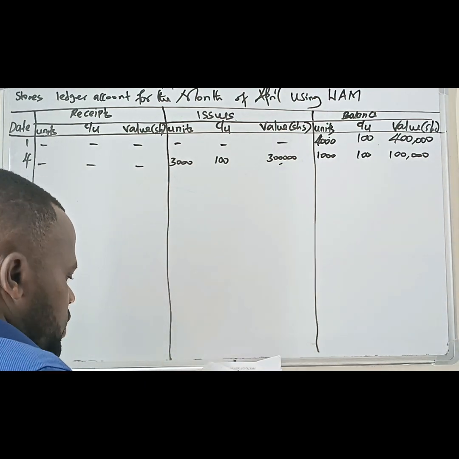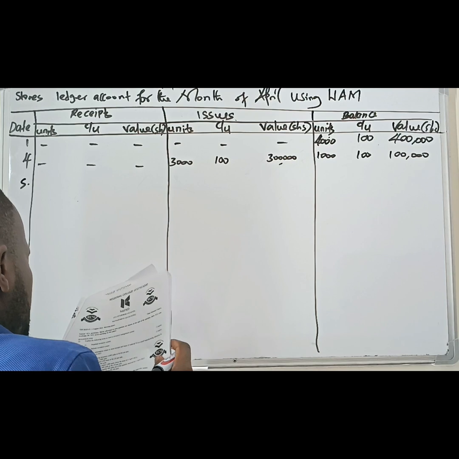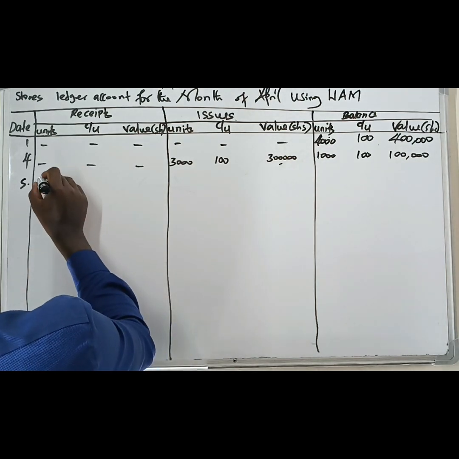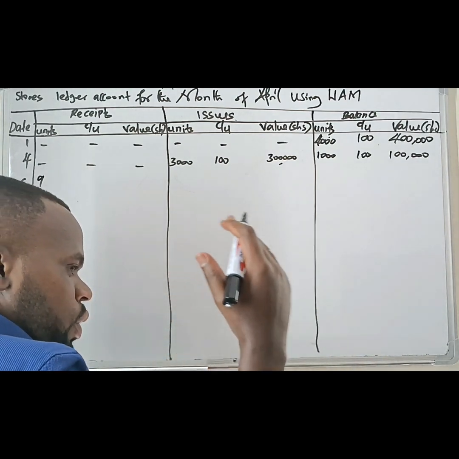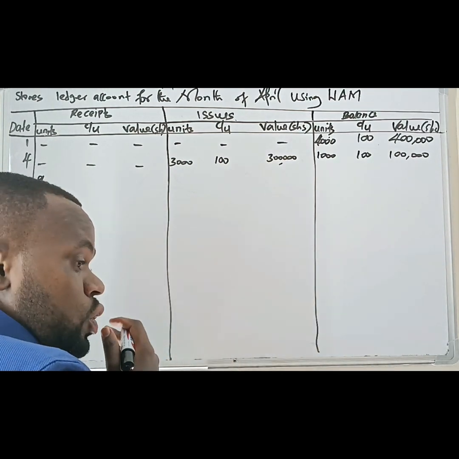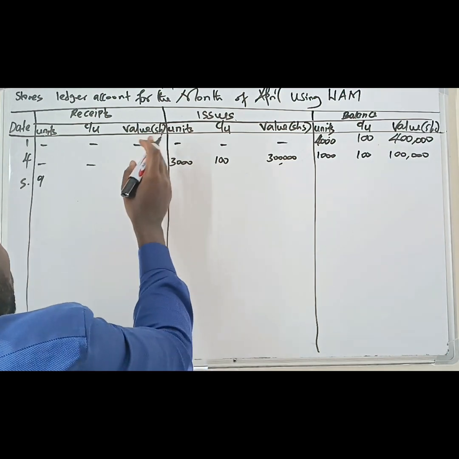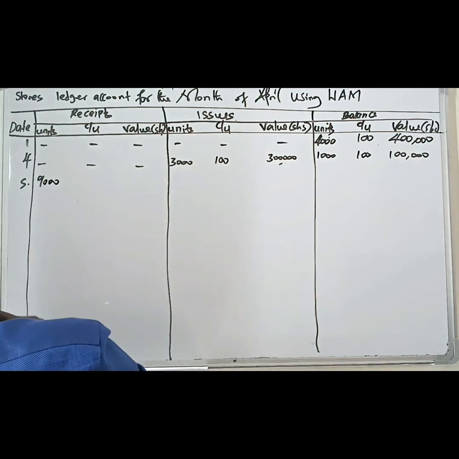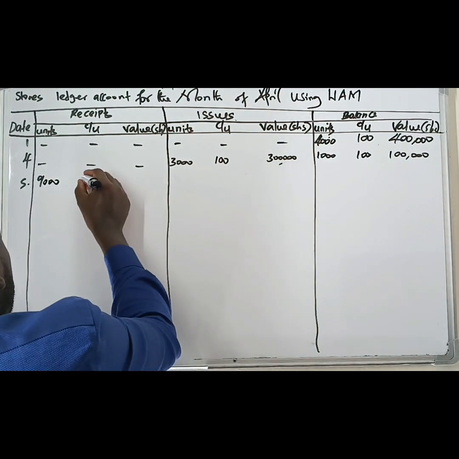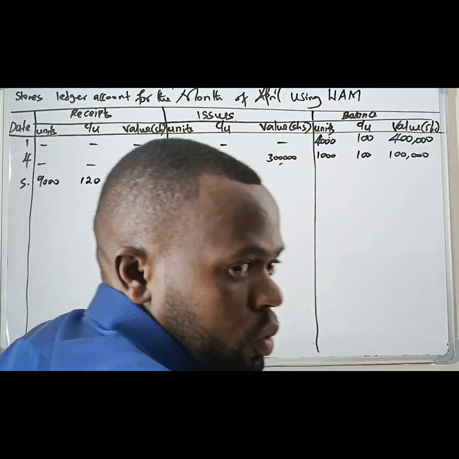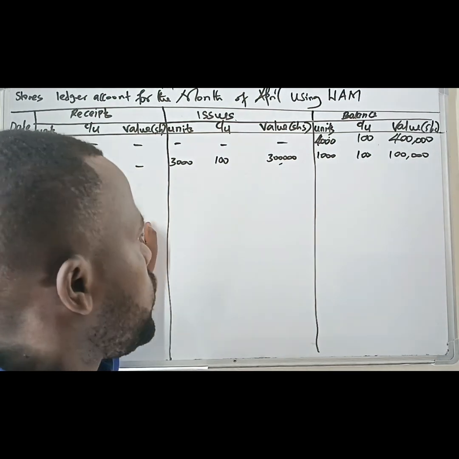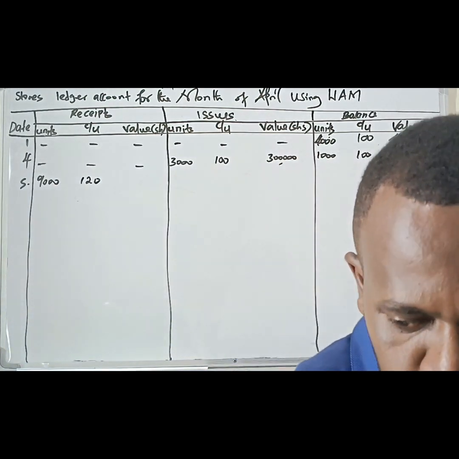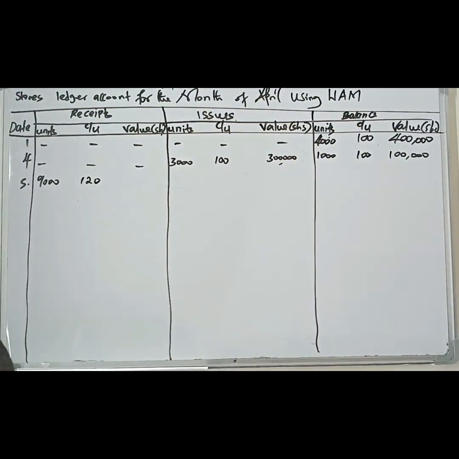On the 5th, we have purchased 9,000. If it's a purchase, you are receiving them. Whenever you purchase, you have the items in your store. Receive them. So we have purchased and received the 9,000 at 120. So what is 9,000 by 120? You determine that. Let me check for my calculator.